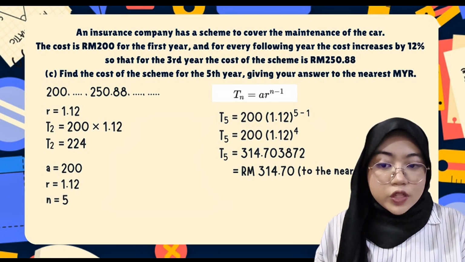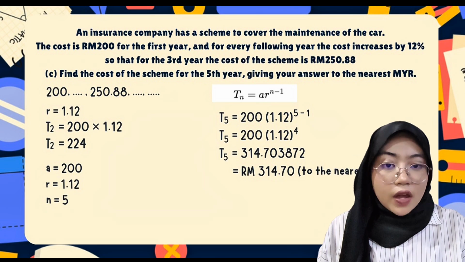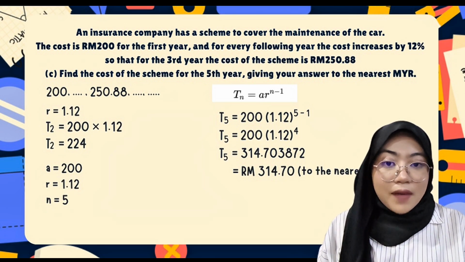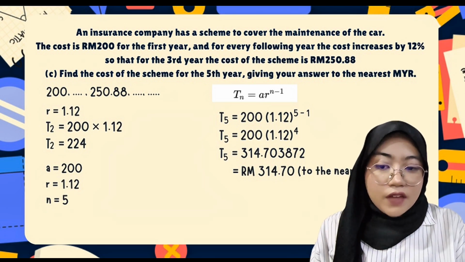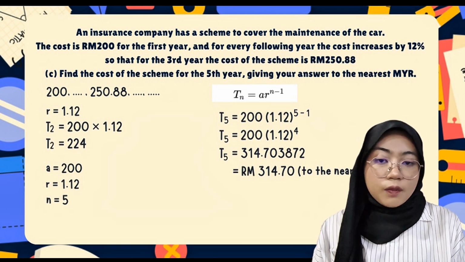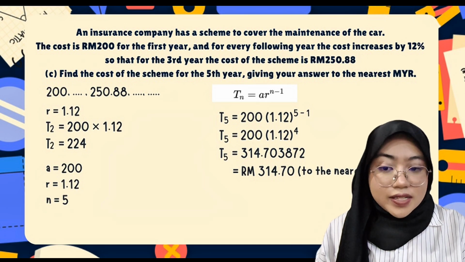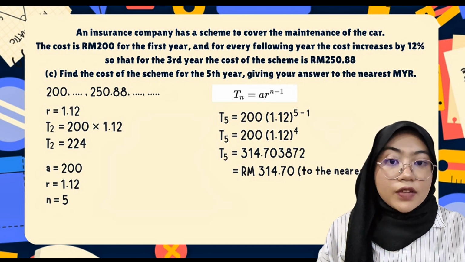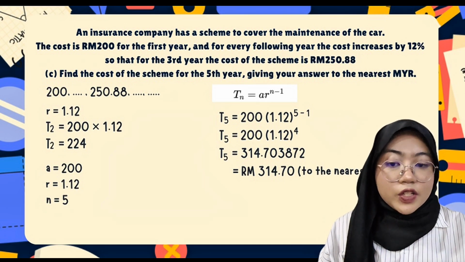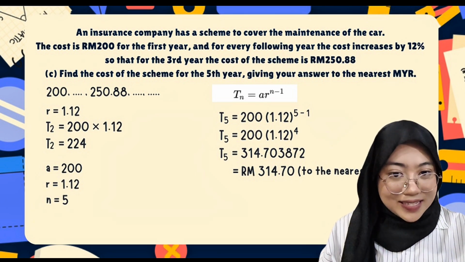So T5 equals 200 times 1.12 to the power of 5 minus 1, sorry. And T5 equals 200 in brackets, times 1.12 to the power of 4. And we will have to solve it to 314.703872, which we will round off to the nearest ringgit, which will get 340 ringgit and 70 cents.